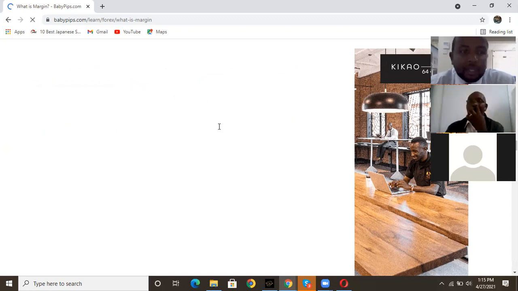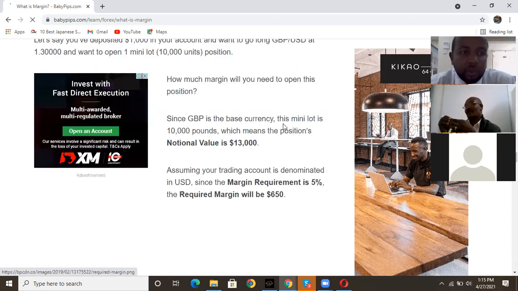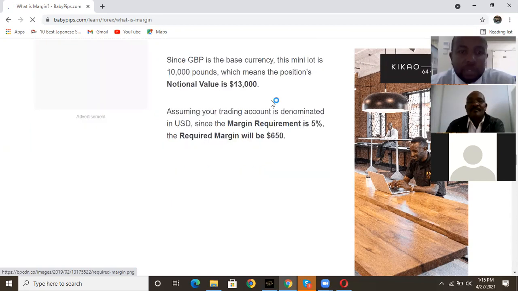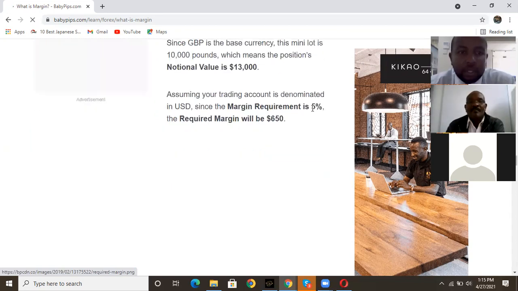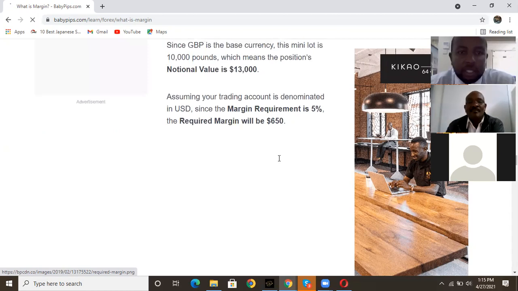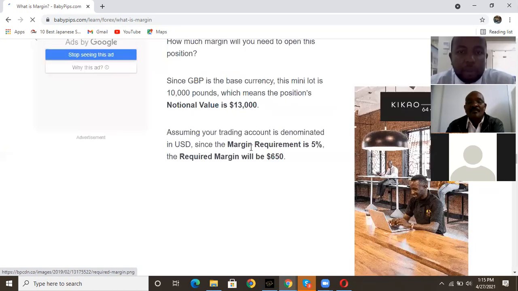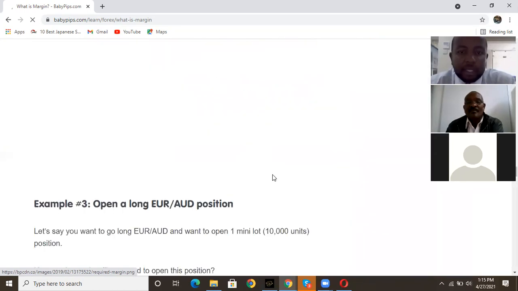This is another example. The GBP is the base currency. This mini lot is 10,000 pounds, which means, assuming your trading account is denominated in USD and your requirement is 5%, you do 5% of 13,000, and this is why you get the required margin as 650. I won't go to another example.